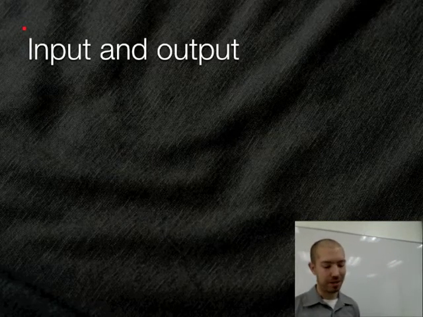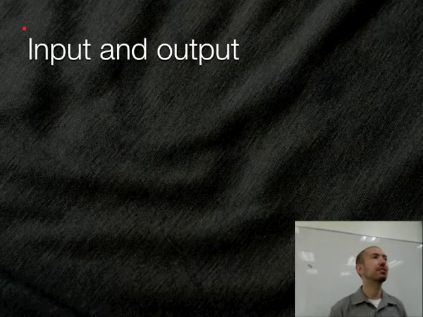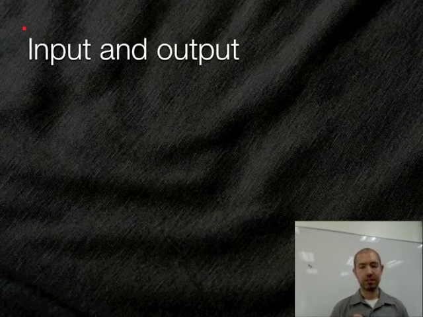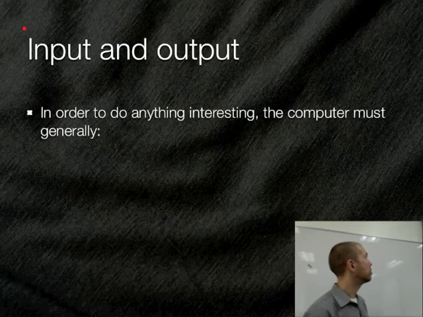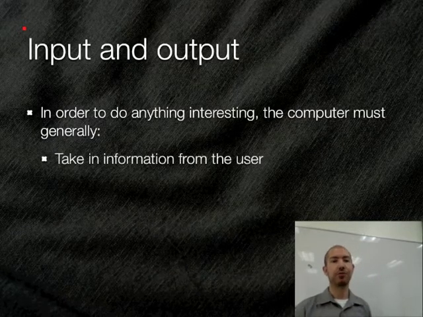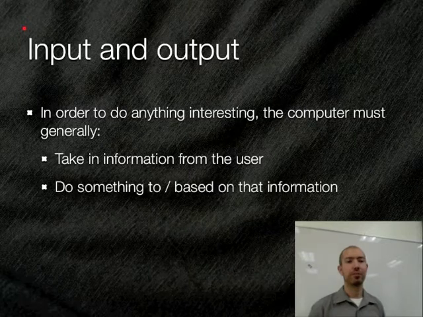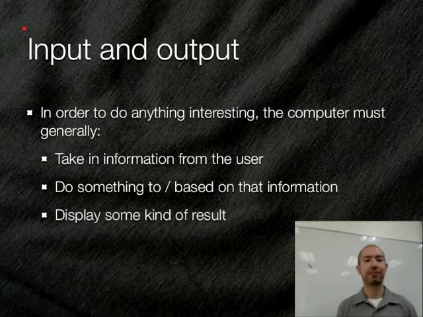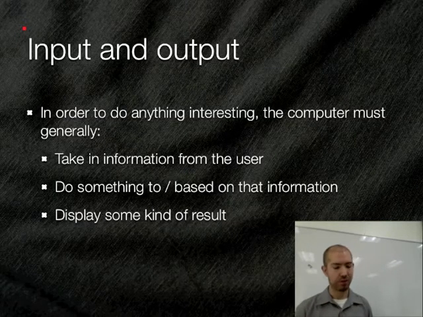That'll be helpful, but we can't do much interesting yet. So the next thing to talk about is input and output, okay? Obviously, if we want to do anything interesting, you usually have to take in information from the user, do something based on that information, and display some kind of result, right?